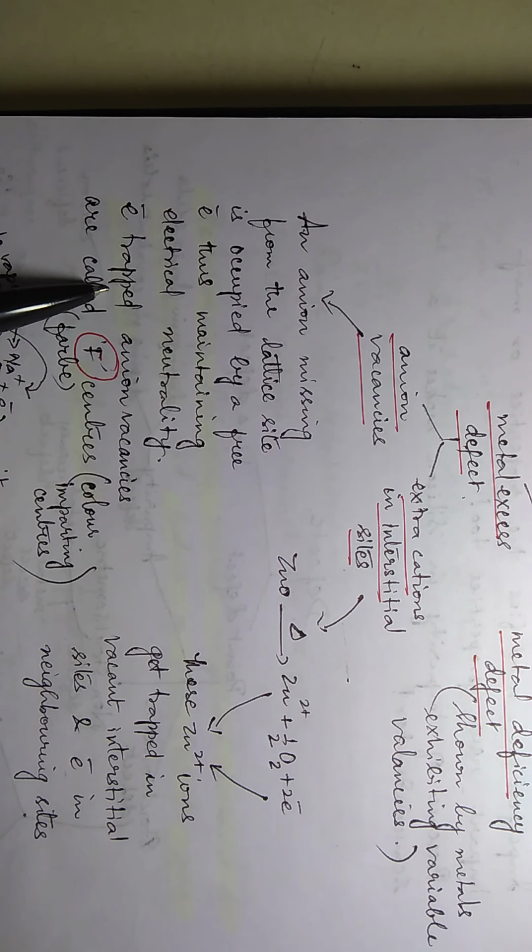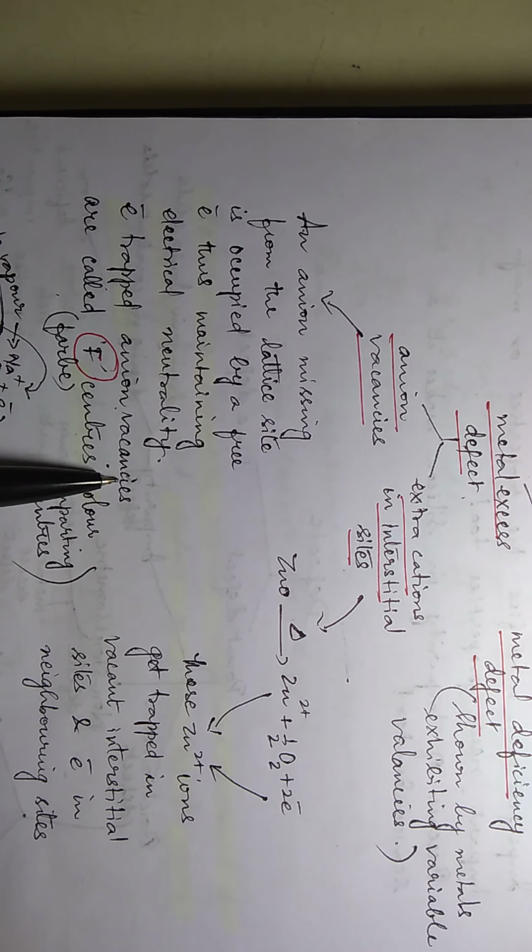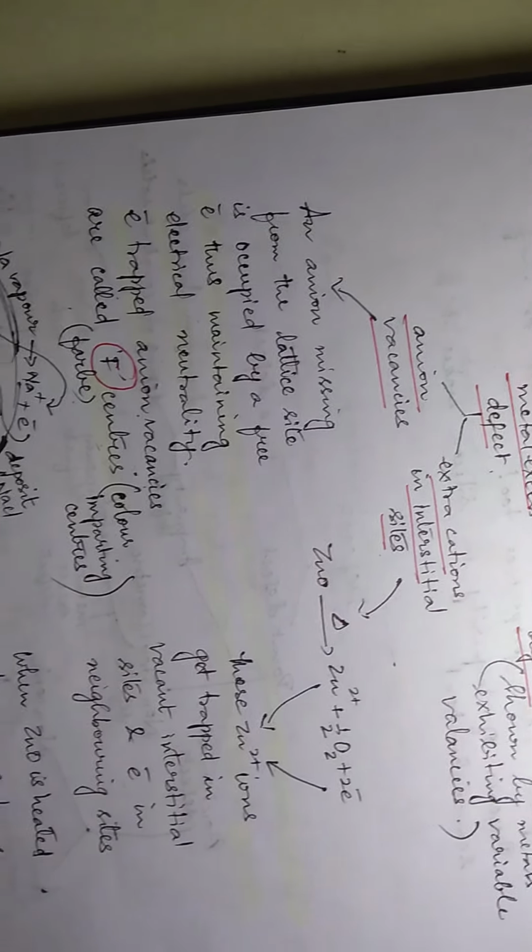Now electrons trapped in such anion vacancies, what are they called? They are called F centers. Electrons trapped in anion vacancies are called F centers. F means Farbe, which means color imparting centers. They give color to the substance. Okay, now how do we explain that?